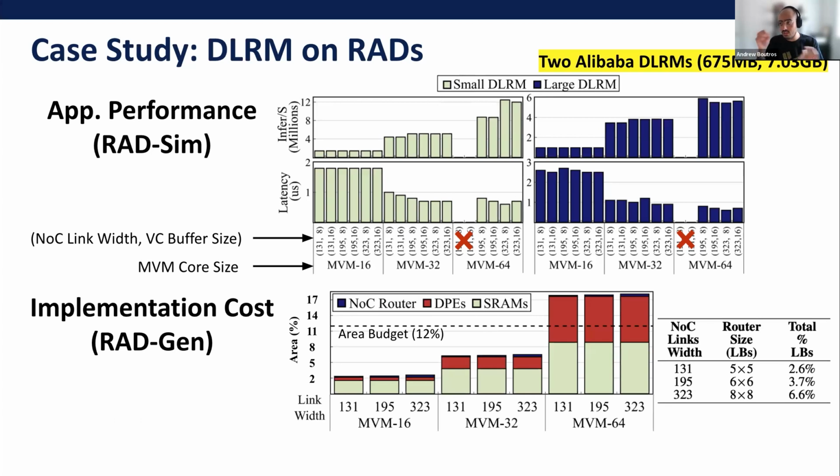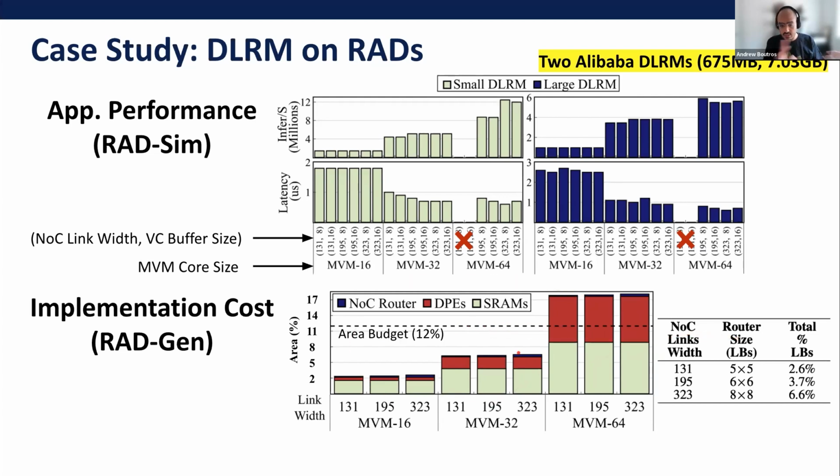So now we go to the other part of the flow, which is RAD-Gen, and start evaluating the cost of implementing those options. Basically, RAD-Gen can give you the estimate of the area of each of those different components. How much do you have dedicated for SRAMs versus the dot product engines and the MVM engines, and then how expensive would be the NoC routers. So it turns out that the biggest MVM engine is unrealistic because it exceeds the area budget that we specified at the beginning to be 12%.